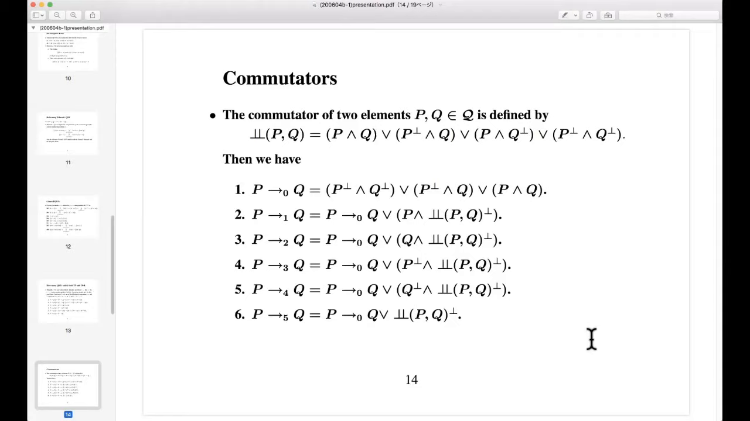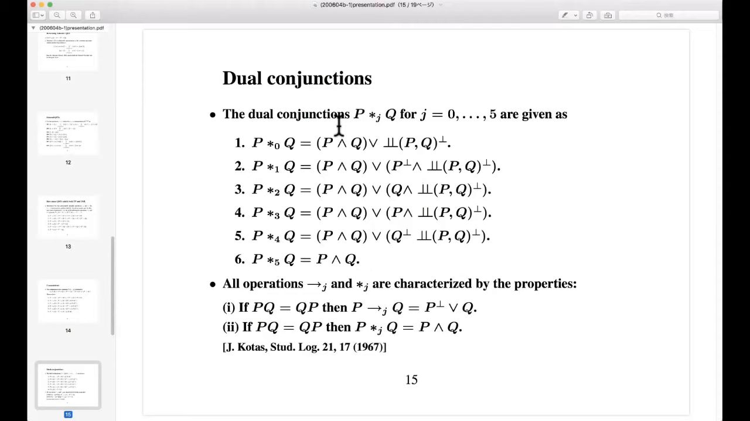And then the corresponding star operation is given as follows. We call them dual conjunctions. The dual conjunctions P star_j Q are given as follows. Star zero is P and Q or the whole of the negation of the commutator. This corresponds to the classical implication, non-P or Q. And then the dual conjunctions for implication one, implication two, implication three, implication four, five are given as follows. Implication five is classical implication.